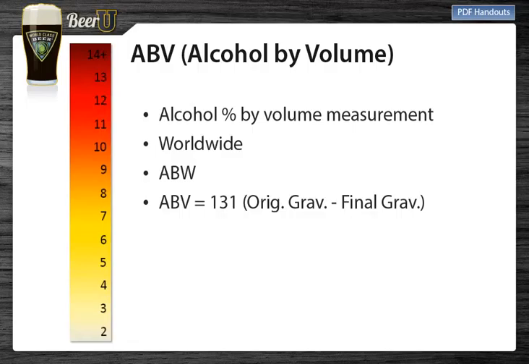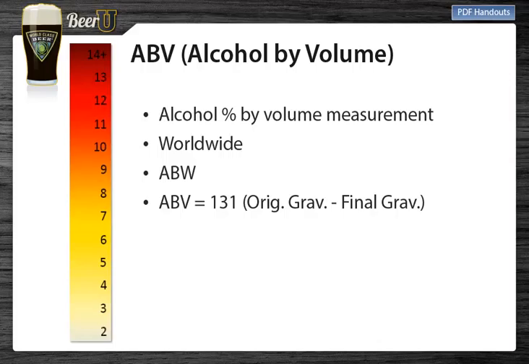Beers can contain widely varying amounts of alcohol, and it is important to understand how much alcohol a particular beer has. The most common measurement for this is ABV, or alcohol by volume. ABV is largely accepted and used around the world. ABV is a measurement of the percentage of alcohol contained in a beer. A 5% ABV beer is composed of 5% alcohol and 95% water and solids, measured by volume.